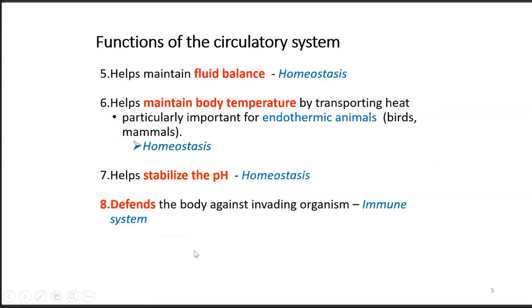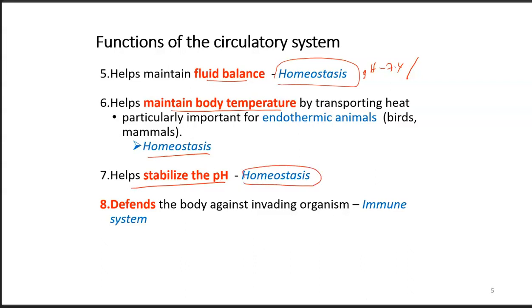And then last, help maintain fluid balance. So this one is related to the homeostasis. Homeostasis will make sure, for example, the pH of the blood is maintained at 7.4, for example. And also to make sure the body temperature is maintained at the right set point. So this is also related to the homeostasis process, or any that helps stabilize the pH.